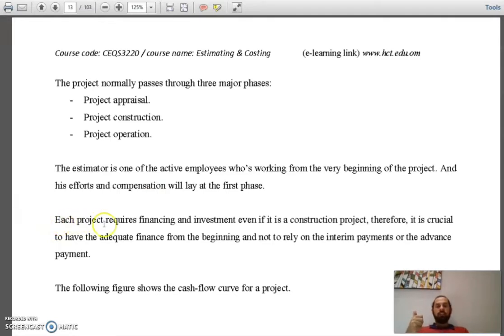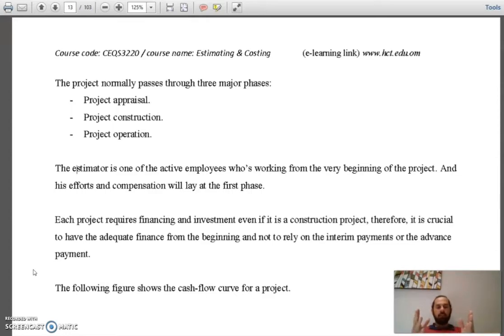So each project requires financing and investment, even if it is a construction project. Therefore, it is crucial to have adequate finance from the beginning and not to rely on the interim payments or the advance payment. You might pay all the advance payment for the mobilization until you get the first interim payment.